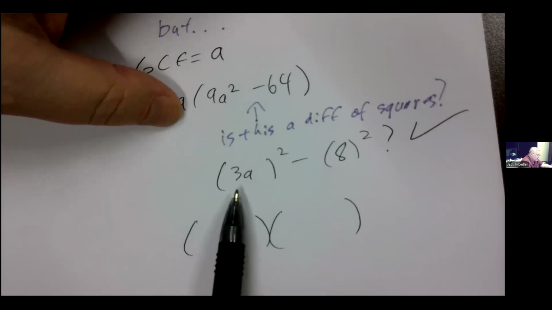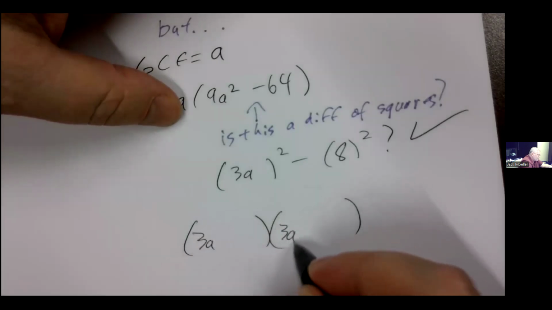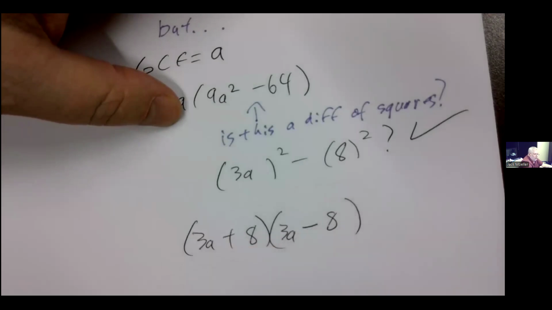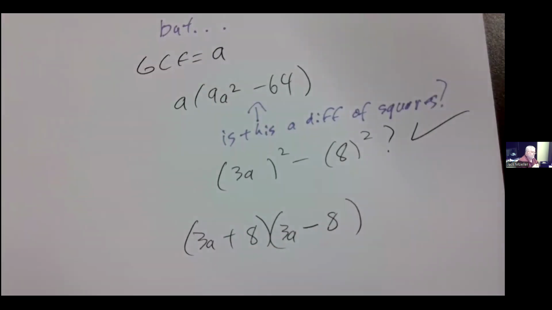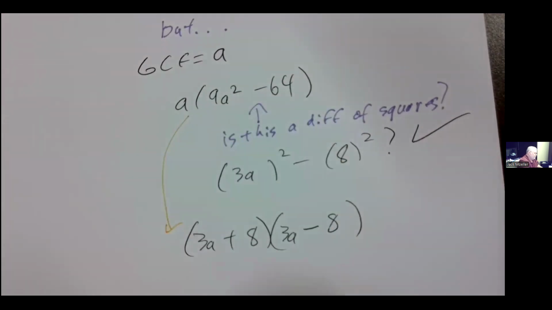Hopefully you're getting the hang of this. So it's going to be 3a times 3a, and it's 8 times 8. Signs are different. Are we done? Don't forget your GCF.